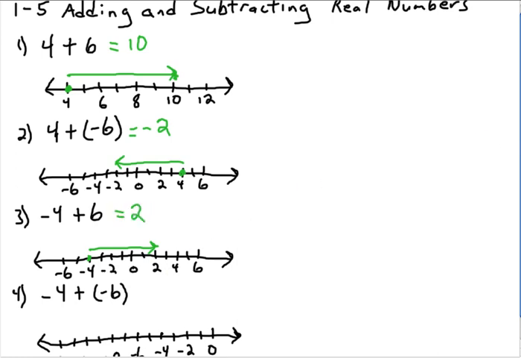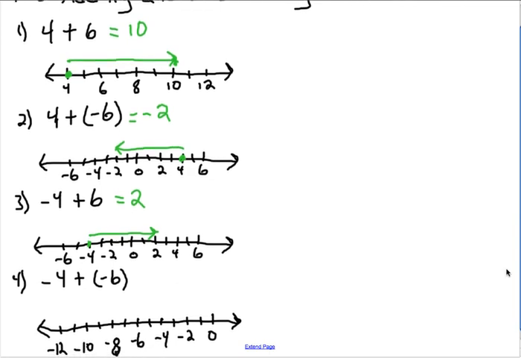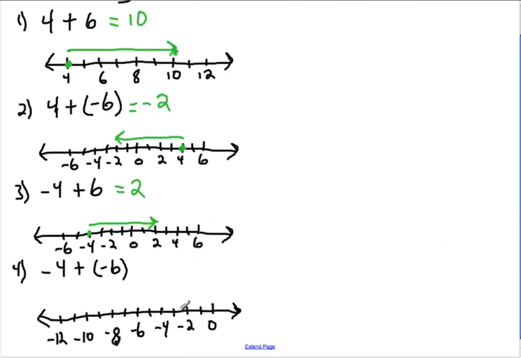When we go down to number 4, we start at negative 4, which is right here. And since we're adding a negative number, we're going to go to the left 6 spots. 1, 2, 3, 4, 5, 6. And we get to negative 10.